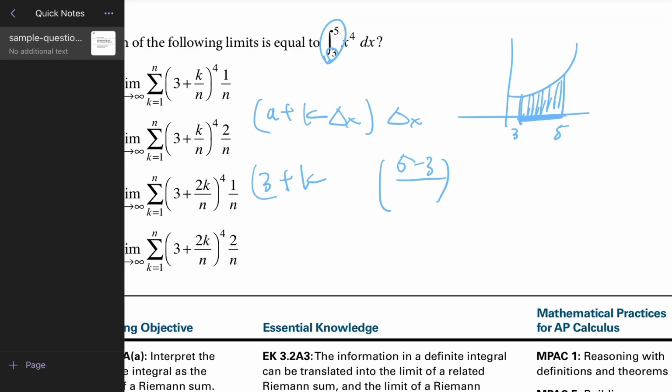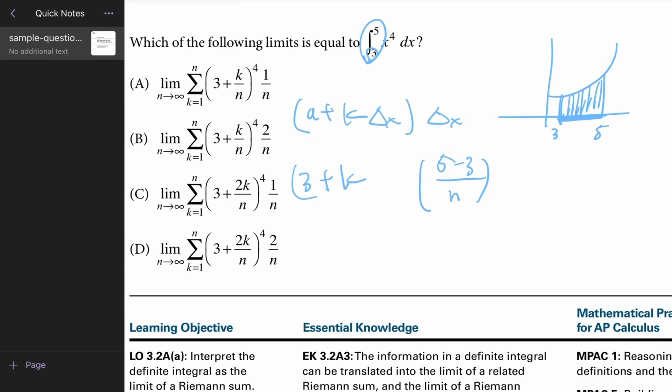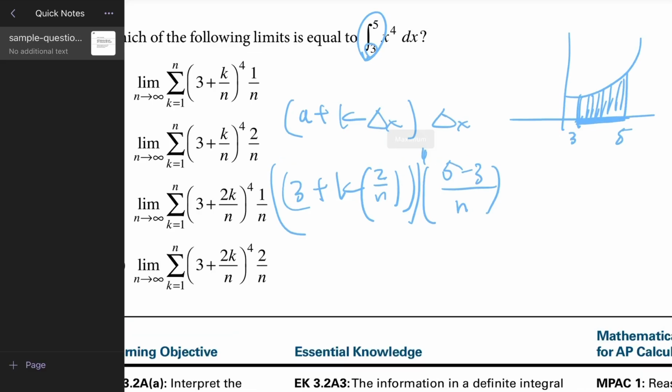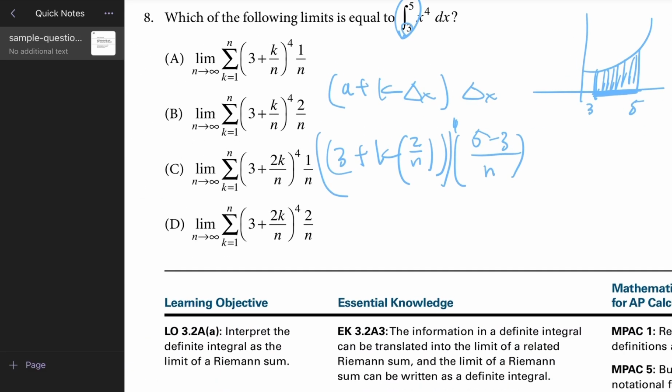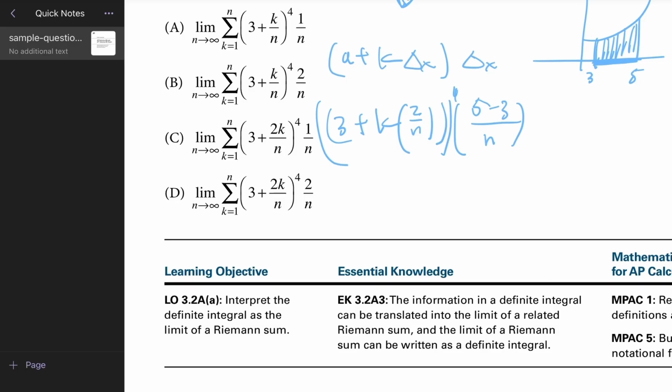5 minus 3 divided by the number of rectangles, which is n. So I'm going to find an infinite number of rectangles. So 3 plus k times 2 divided by n. And remember, all of this is substituted into x. So this is all to the fourth. I mean, not all to the fourth, actually, what am I saying? This part here is to the fourth times the width. And if we match our answers up, this is going to be D here.